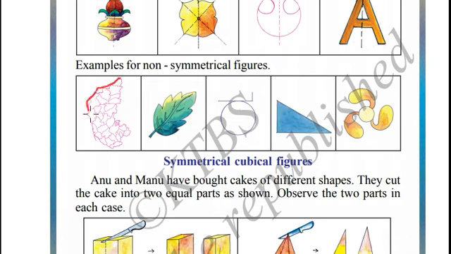The map of Karnataka is also an example of non-symmetrical figures. We cannot find an axis of symmetry for the Karnataka map as well.